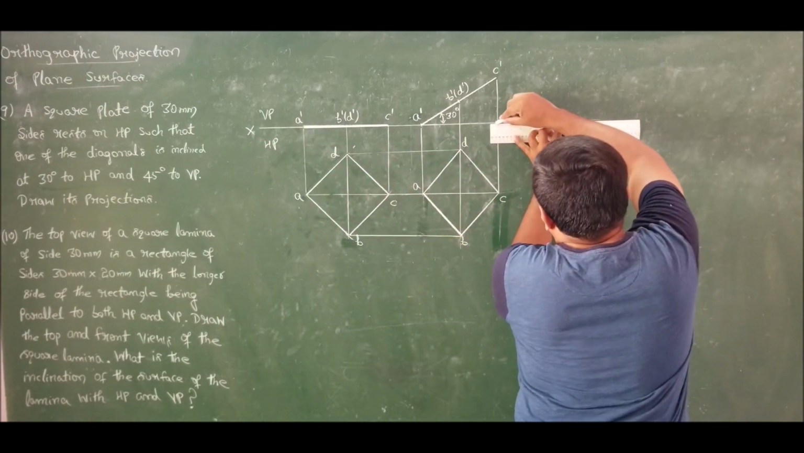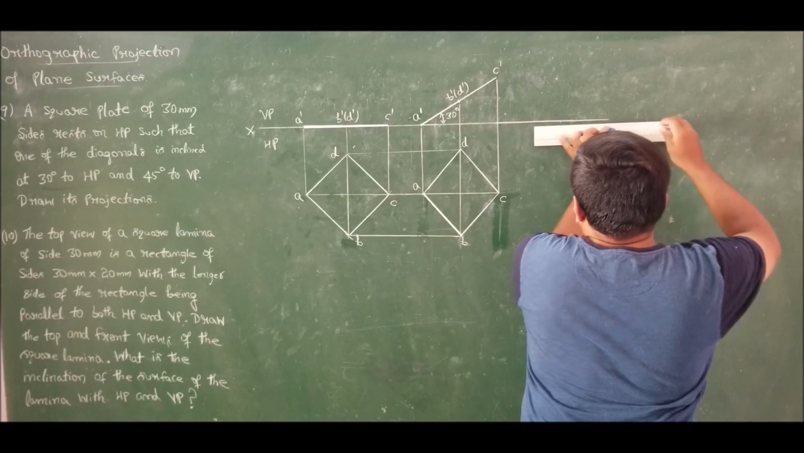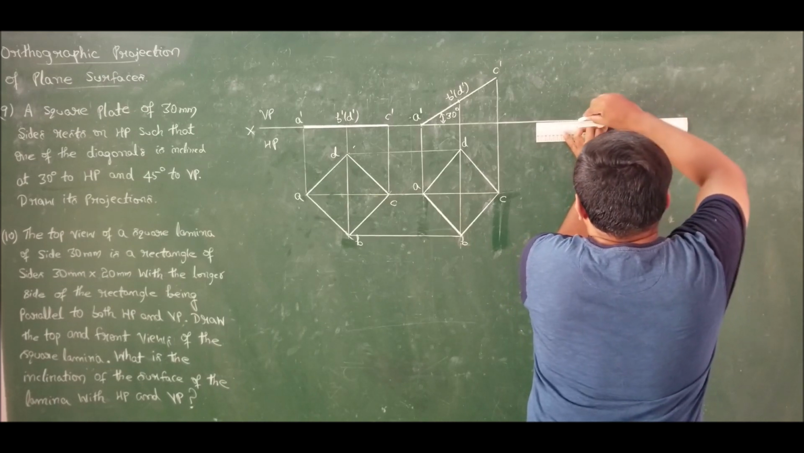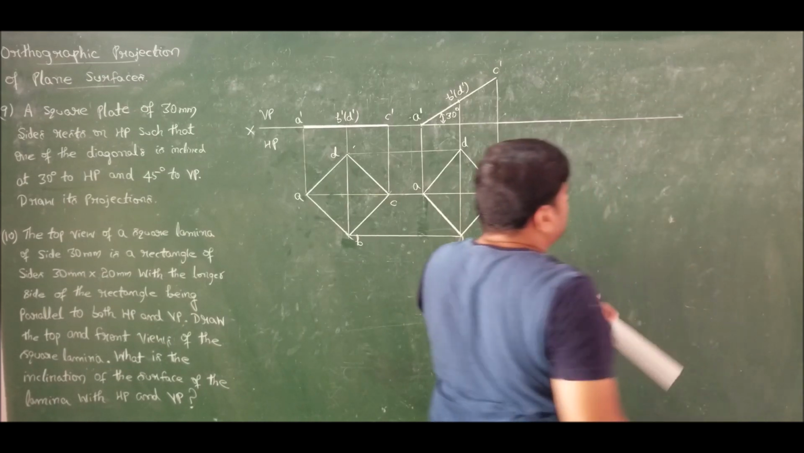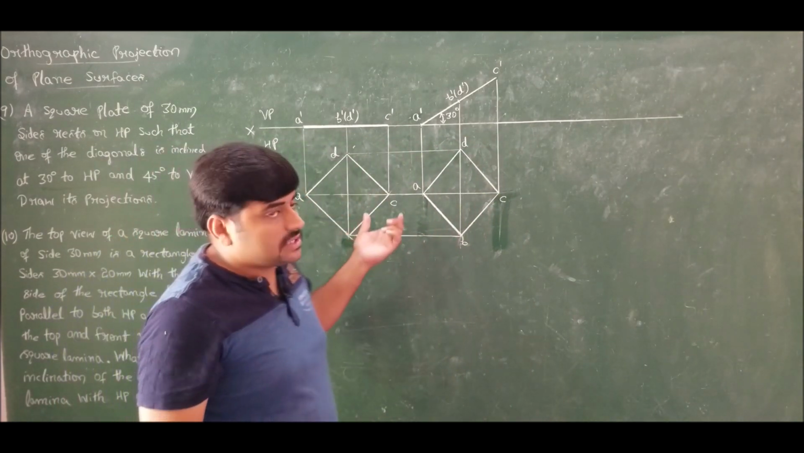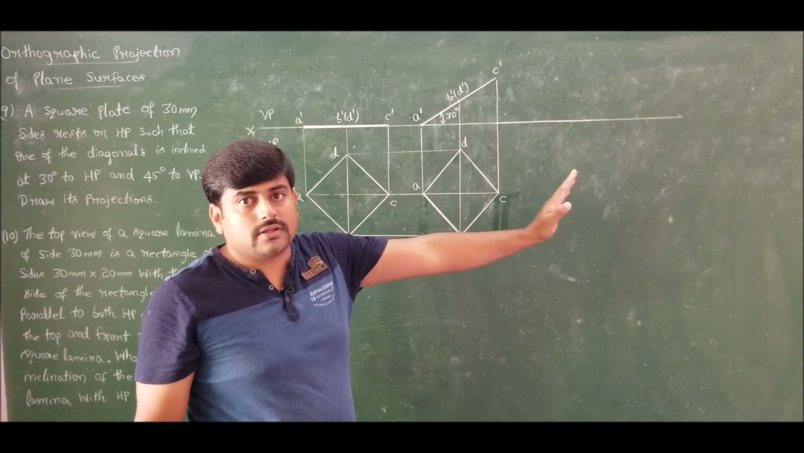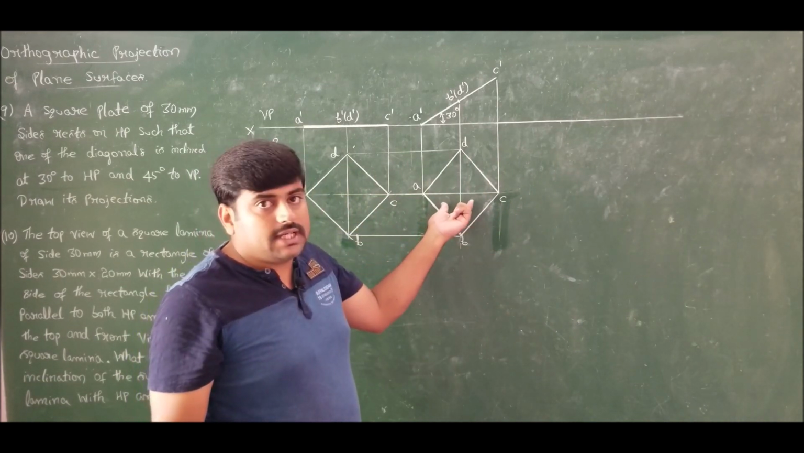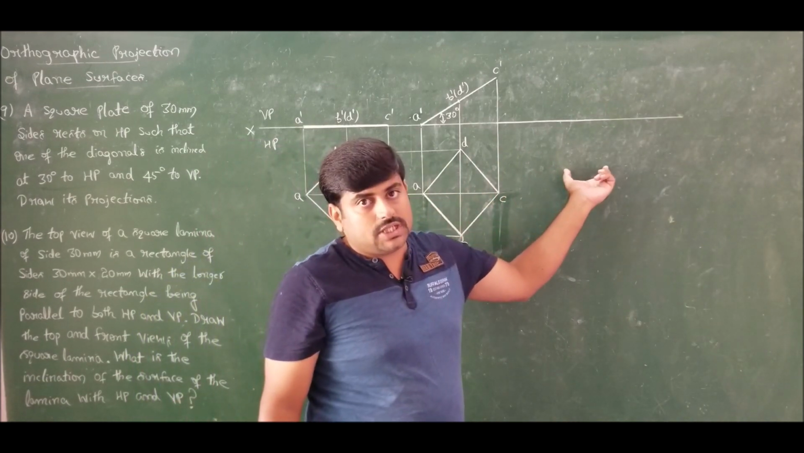Why are we going for the beta angle? This is because the dimension which we are going to incline has been reduced. That is, I am going to incline the diagonal. The diagonal is not retaining its original dimension throughout the drawing. So since we have an apparent diagonal here, I want to know the apparent inclination.